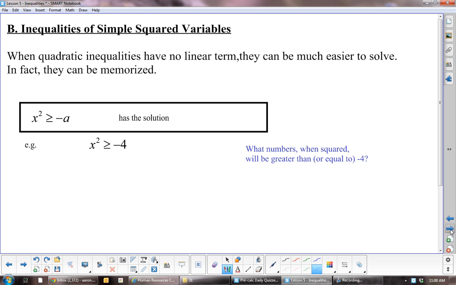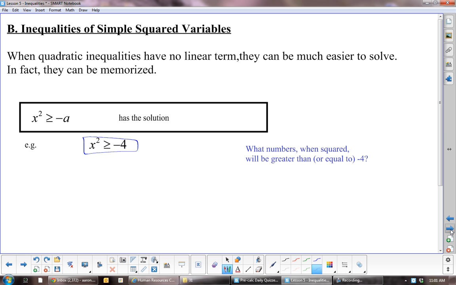Now, x squared must be what kind of number? It's got to be positive, right? So when you see something like this, you're going to see that every number will work. Now, some people go, oh, I can't do this one because I can't take the square root of negative 4, so there's no solution. But isn't everything squared greater than negative 4?